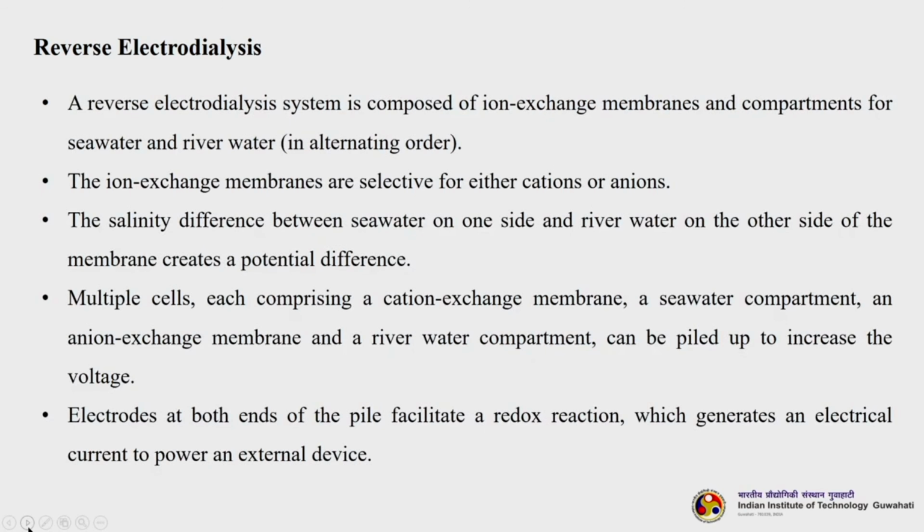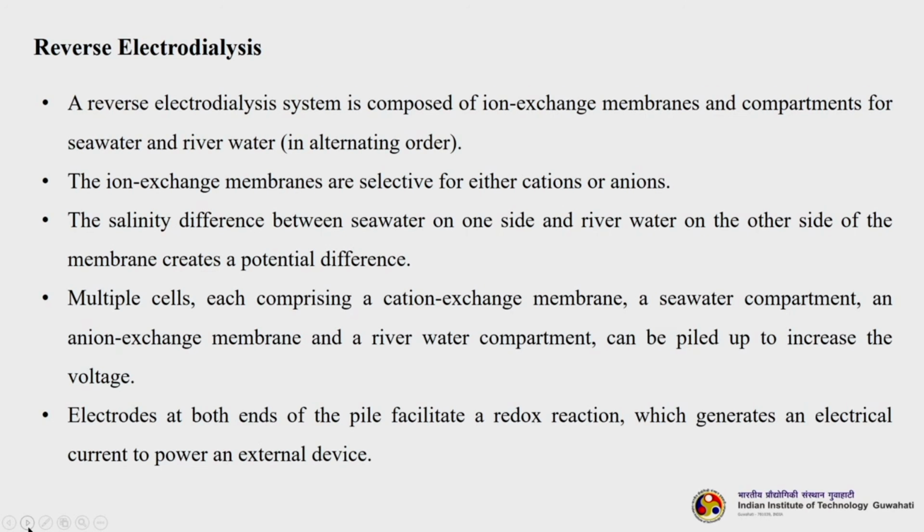So, this system is composed of ion exchange membranes and compartments for sea and river water in alternating order. The ion exchange membranes are selective for either cations or anions. The salinity difference between sea water on one side and river water on the other side of the membrane creates a potential difference. Basically, the potential difference arises because of the concentration of the ions in the sea water as well as river water, or the salinity difference, in the crude way you can say that.